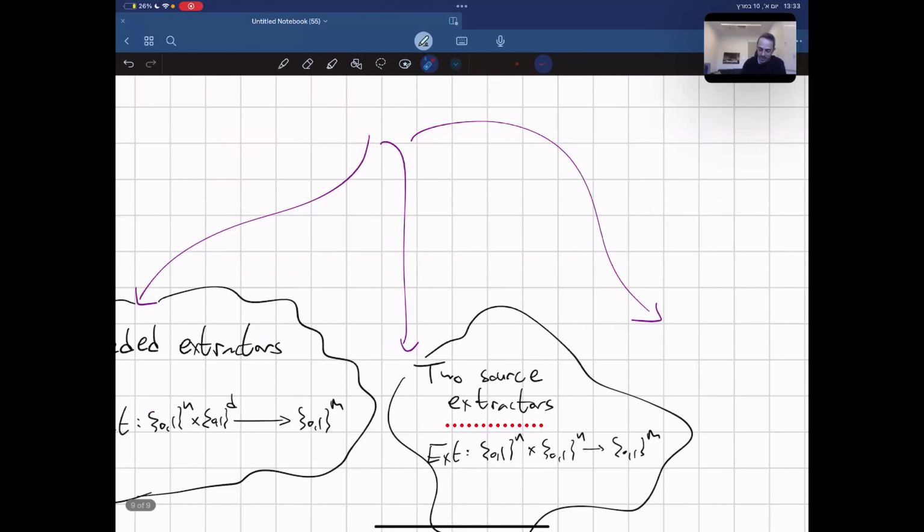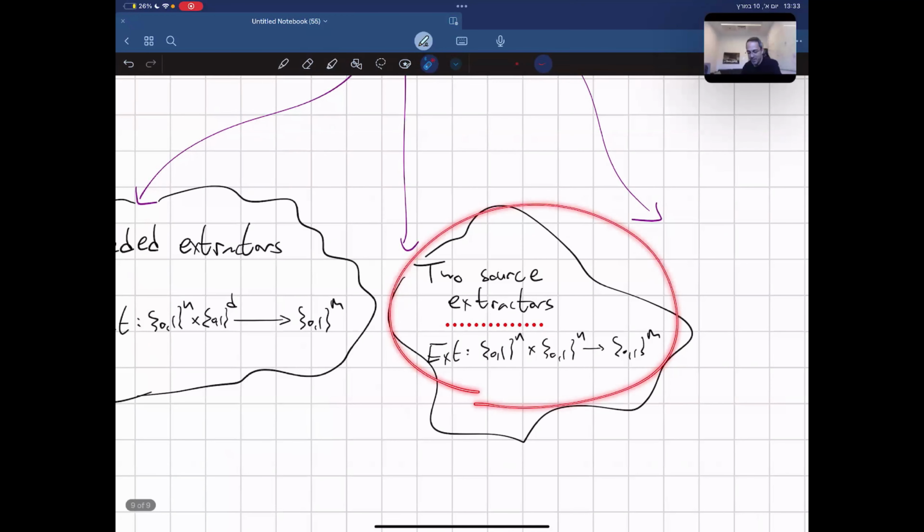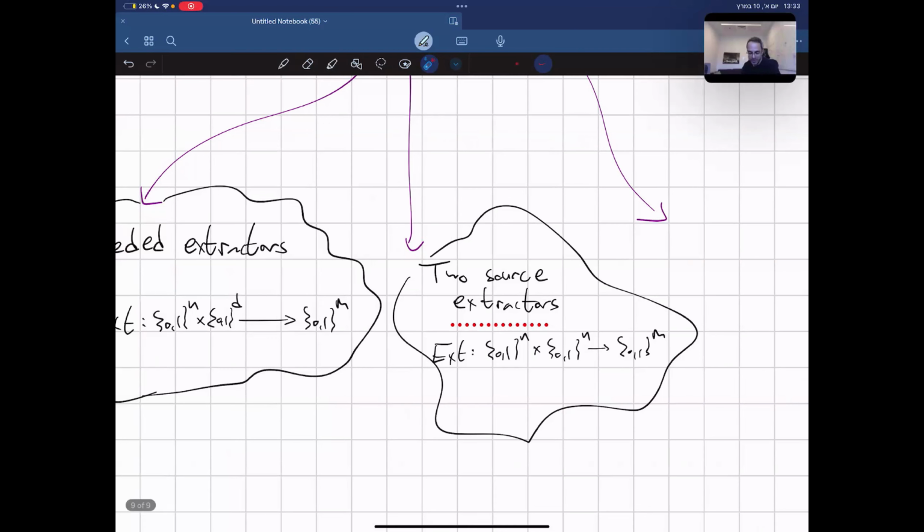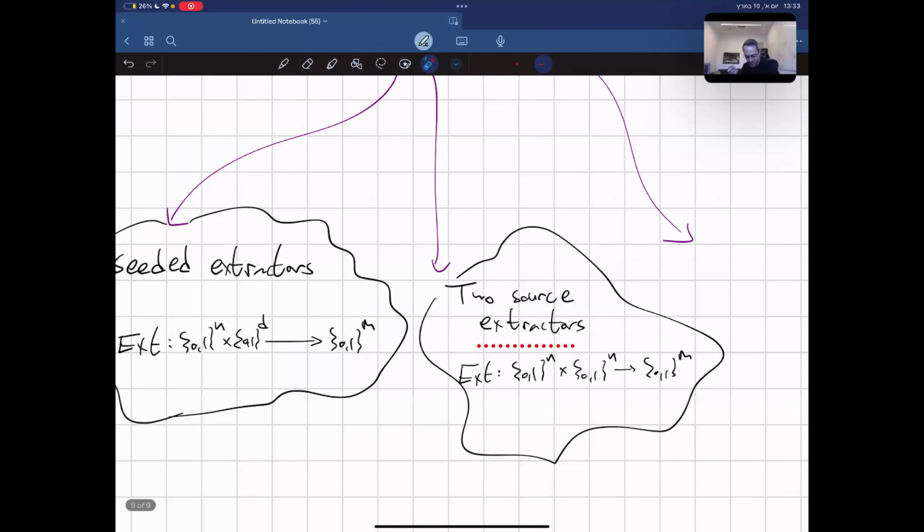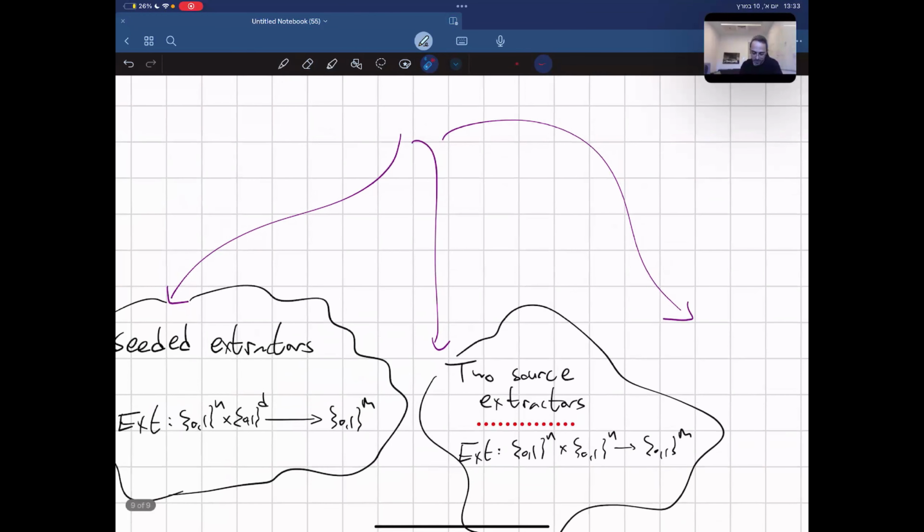Also interesting to note is that this problem is related to, in fact harder than, the problem of constructing Ramsey graphs. So constructing two-source extractors was known to be a difficult problem. And now we know how to solve both problems, Ramsey graphs and these.